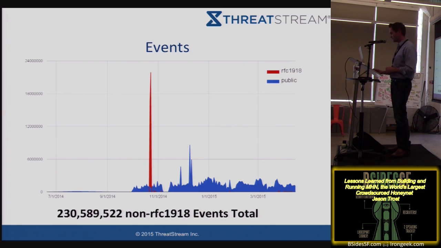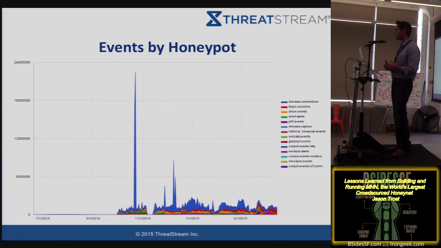Events per honeypot, so that humongous spike, it was actually Dionaea. Someone set up Dionaea honeypots internally and just started pummeling them. If you look at the stats, Dionaea is definitely the number one honeypot that's deployed out in the wild, at least contributing back to MHN. Kippo is a close second. Kippo is probably my favorite honeypot just for the sorts of data you can get from it. I think it's really fun to just look at the command logs of what the attackers are doing.